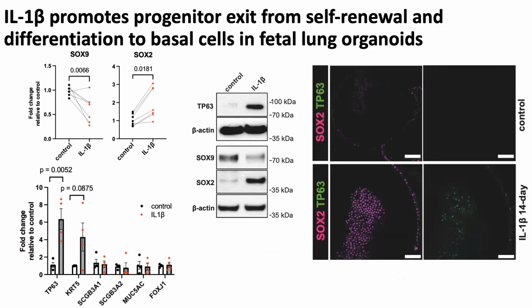Given the presence and diversity of immune cells during development, we investigated their possible effect on epithelial maturation using a lung organoid model. We measured the effects of several cytokines on SOX9 and SOX2 expression in organoids using real-time PCR. IL-1 beta was identified as a cytokine of interest and was shown to cause a significant decrease in SOX9, an increase in SOX2, and an increase in basal cell differentiation markers TP63 and keratin 5 at both the transcript and protein levels.